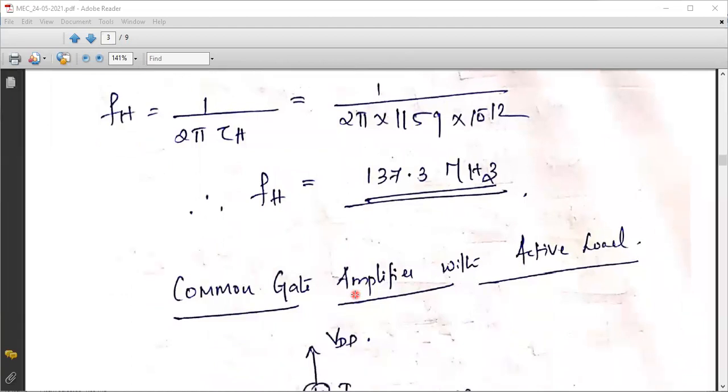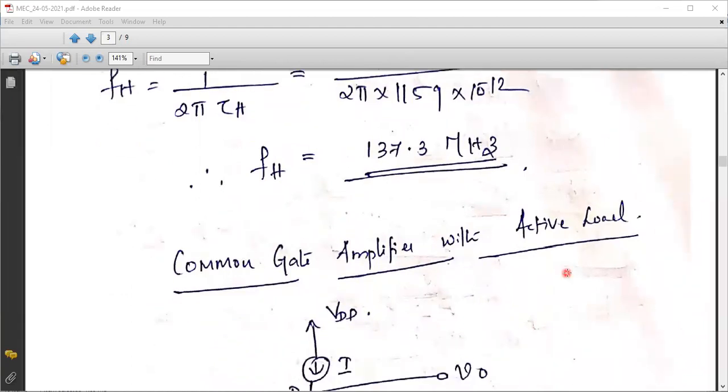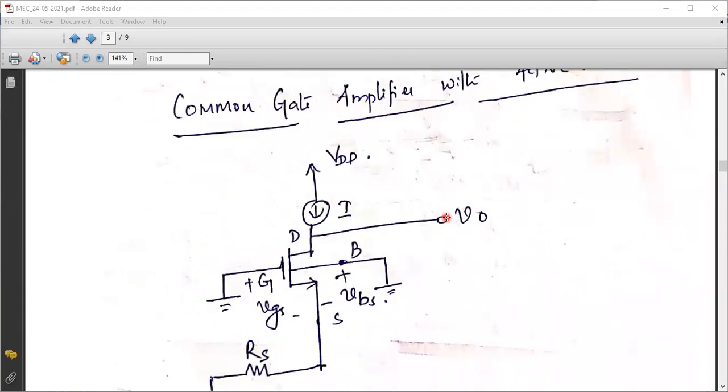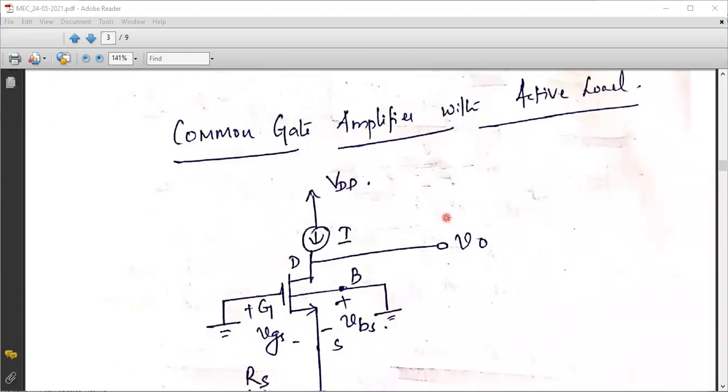Okay, now take down the next topic. Common gate amplifier with active load. So till now we have discussed the common source amplifier. Now we have to discuss the common gate amplifier and how to find the cutoff frequency for that particular amplifier.